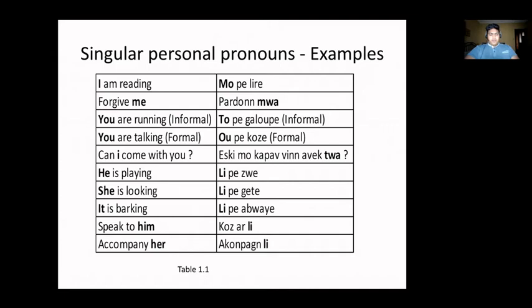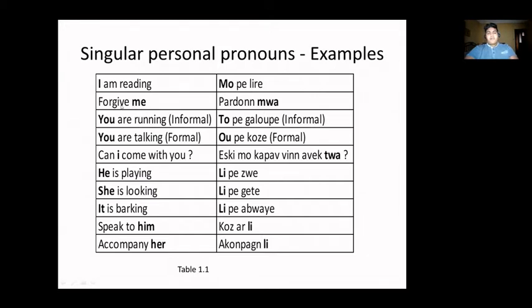Now, table 1.1 has examples of singular personal pronouns in Mauritian Creole. In the first column, you're going to see some sentences in English, and in the second column, those sentences translated in Mauritian Creole. So, I am reading. Mo pe lire. If you go back to table 1, you're going to see that I in Mauritian Creole is mo.